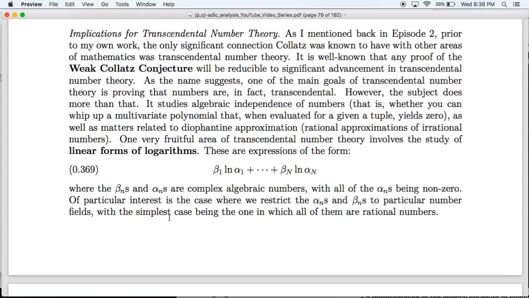One very fruitful area of transcendental number theory involves the study of what are called linear forms in logarithms. These are expressions of the form beta 1 ln alpha 1 plus and so on, plus beta n ln alpha n, where the beta n's and alpha n's are complex algebraic numbers, with all the alpha n's being non-zero. Complex algebraic numbers are complex numbers which are the roots of polynomials with rational coefficients. Technically, even though the natural logarithm is multi-valued, for such expressions we will allow ourselves to consider any possible value that they can attain.